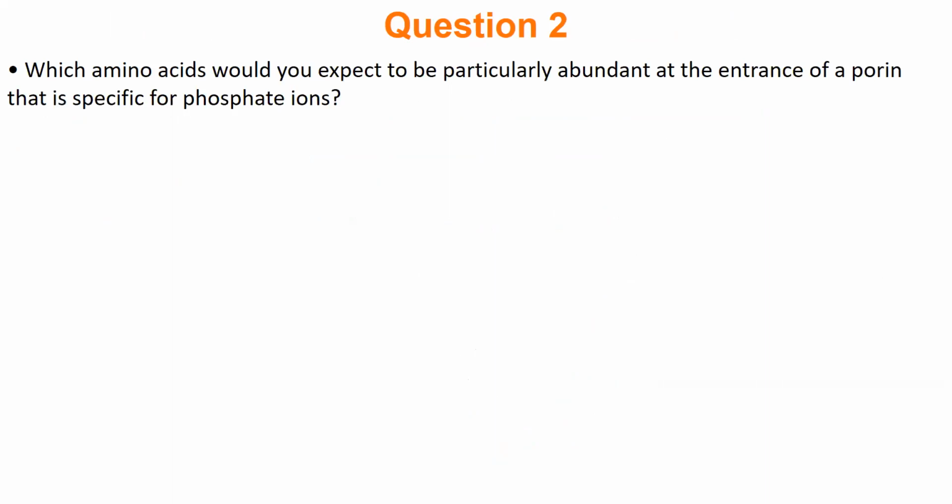So here's just a question that ties back to amino acids. As always, it's important to remember your amino acids. So if I had a porin and I wanted to bring through phosphate ions, what amino acids do you think would be at the entrance of this porin to attract phosphate ions to go through me? Good little review here.